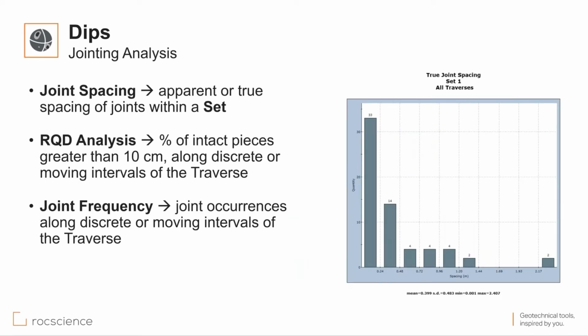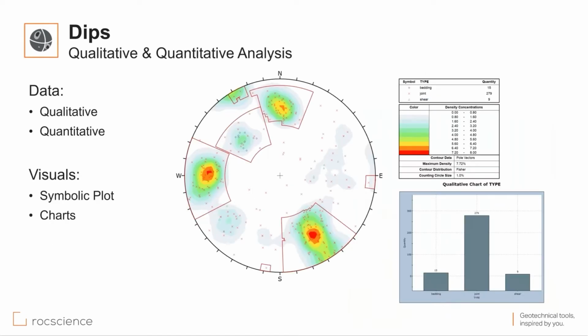Spacing analysis in DIPS includes joint spacing, joint frequency, and RQD analysis. Quantitative and qualitative analysis allows us to visualize and count how many poles fall into a certain grouping under one column of the grid data. We can visualize this either in a symbolic plot or chart format.